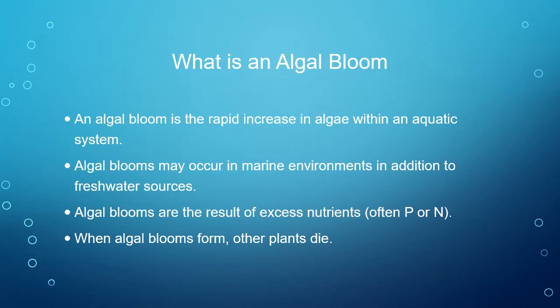What is an algal bloom? An algal bloom is the rapid increase in algae within an aquatic system. Algal blooms may occur in marine environments in addition to freshwater sources. Algal blooms are the result of excess nutrients, oftentimes phosphorus or nitrogen. When algal blooms form, other plants die.